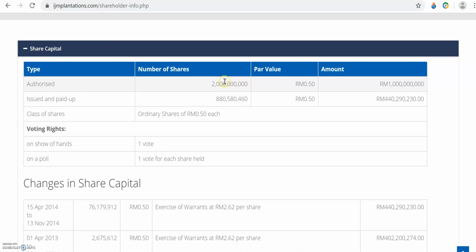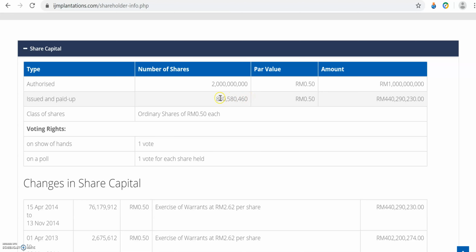2,000 million, correct? It's 2 billion, right? So the authorized is 2 billion at a par value of 50 cents, and then issued. So you can multiply this, you get this. It is 1 billion. This is in units, this is ringgit Malaysia, and then issued and paid up. 880, how do you pronounce this? This is million, 880 million.